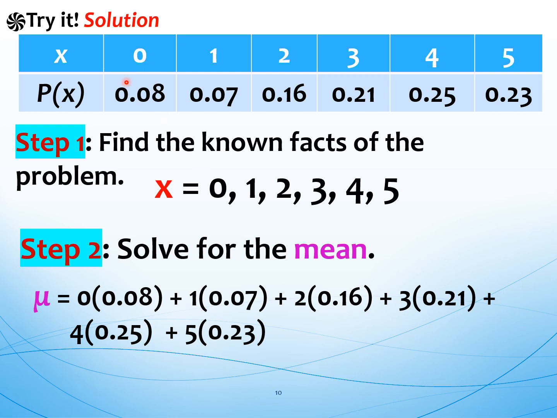0 multiplied by 0.08 plus 1 multiplied by 0.07 plus 2 multiplied by 0.16 plus 3 multiplied by 0.21 plus 4 multiplied by 0.25 and 5 multiplied by 0.26. So the mean is 3.17. Now that we have the mean, we can surely solve for the variance.